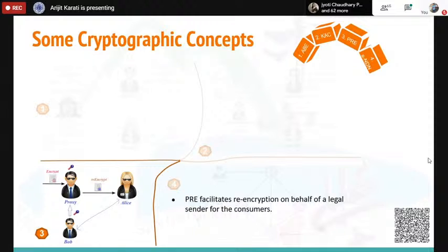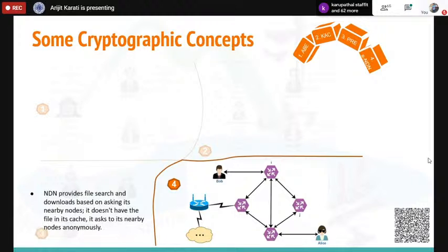So these are some cryptographic techniques. I'm not going to discuss them in detail due to short time. So this is the proxy re-encryption. And finally, the NDN, that is the named data network. This named data network provides anonymous communication, or provides anonymity. So these are some techniques which are much more useful in these edge computing models.